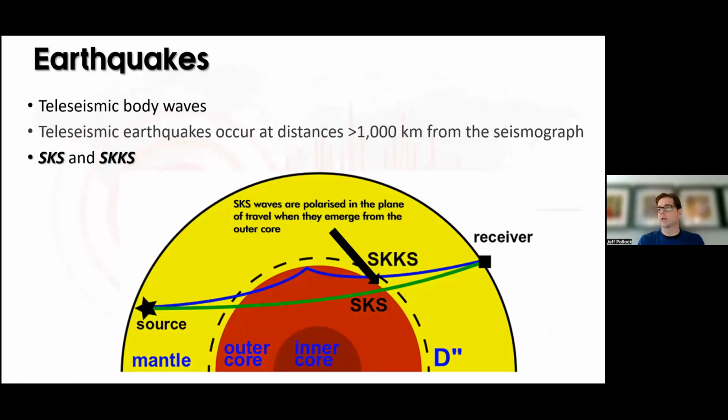become polarized. They're plane polarized in the direction of travel. That P wave converting back to an S wave becomes polarized. And we use that polarization in the wave to give us information about what's going on in the mantle.